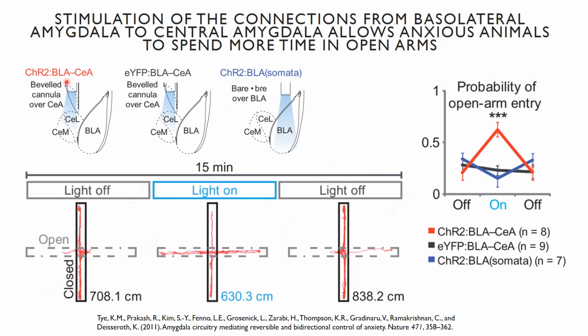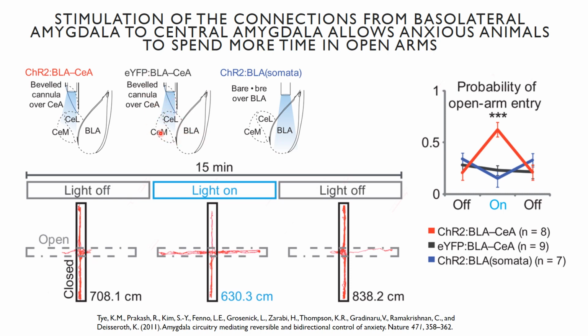They have three different kinds of animals that they did this in. One group of animals had channelrhodopsin put into neurons that connect from the basolateral amygdala to the central amygdala. So there's a subgroup of neurons that connects from the basolateral amygdala to the central amygdala. Another experimental group, they're shining the light on just the neurons that would be leaving the basolateral amygdala into the central amygdala.